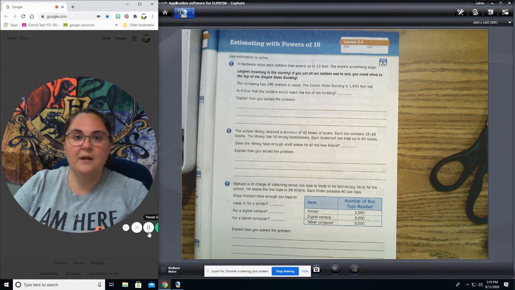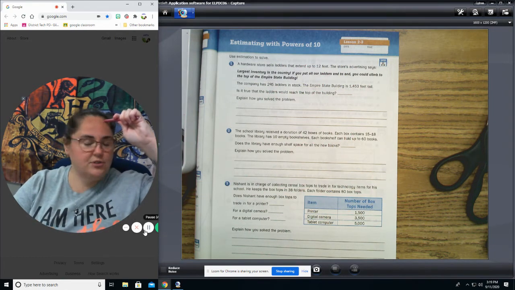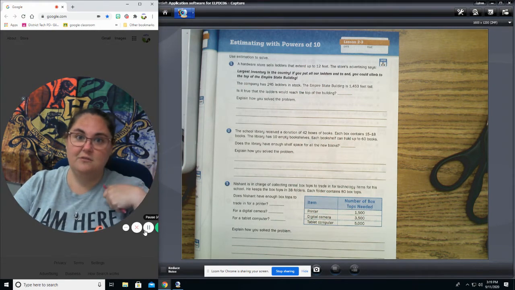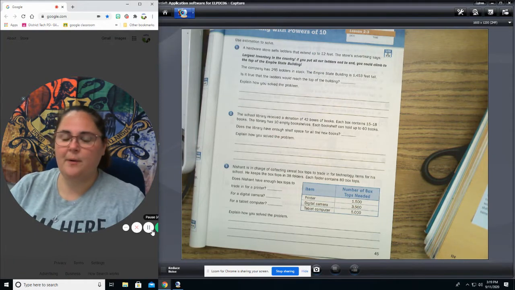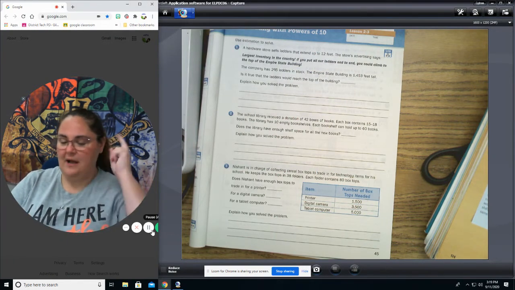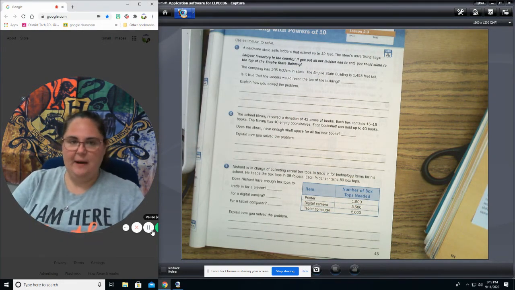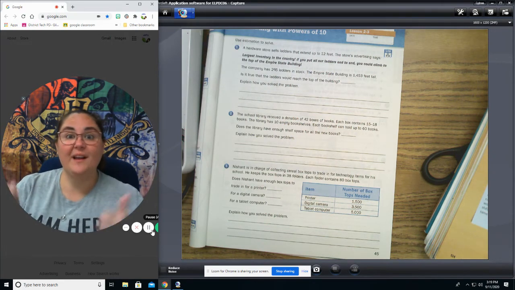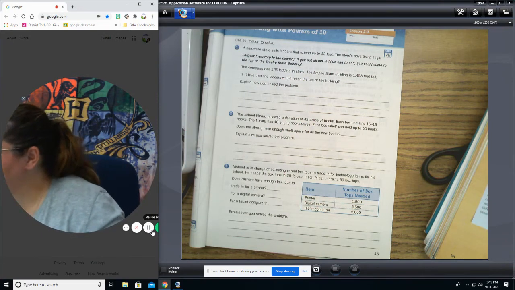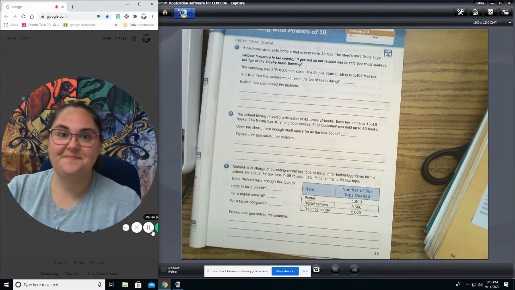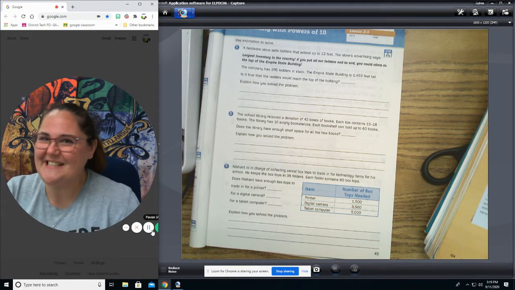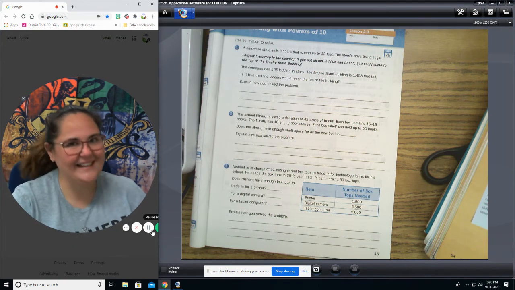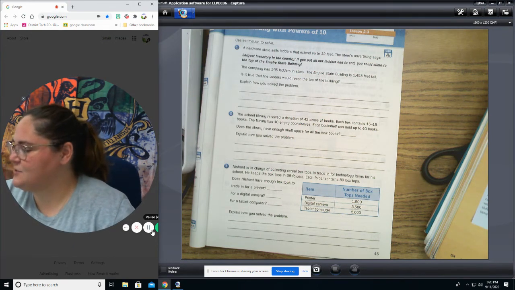So what I need you to do is I want you to use your brain. Do not write these down. Try to do them with just your mind power, and let's see what you can do, okay? All right, let's see what you remember. 10 to the power of 2. What does that equal? If you said 100, you got it right. What about 10 to the power of 3? 1,000. 10 to the power of 1. It's just 10.